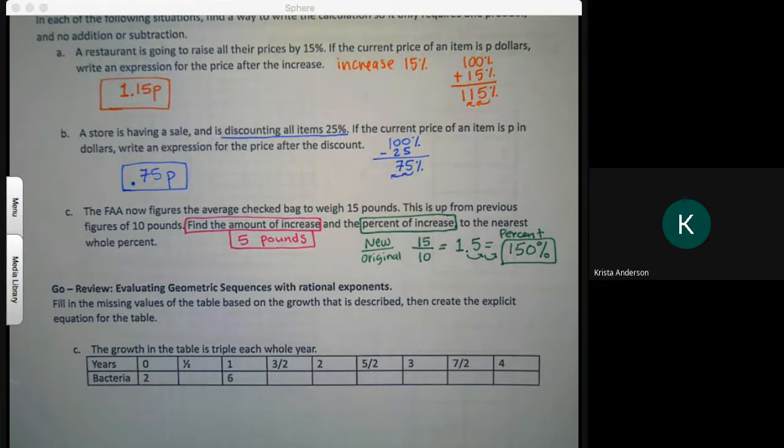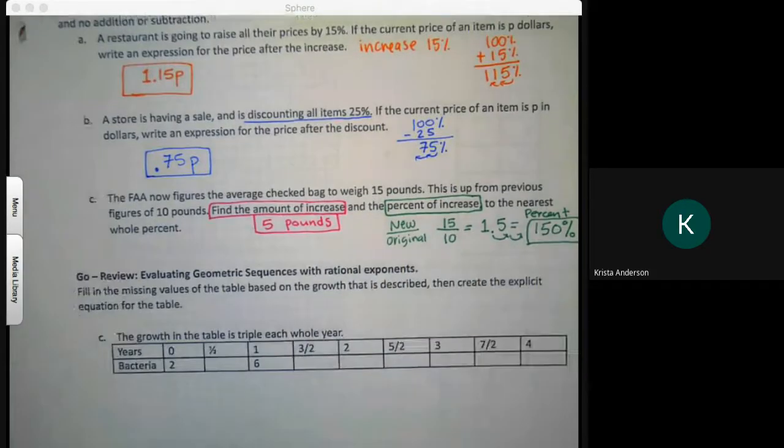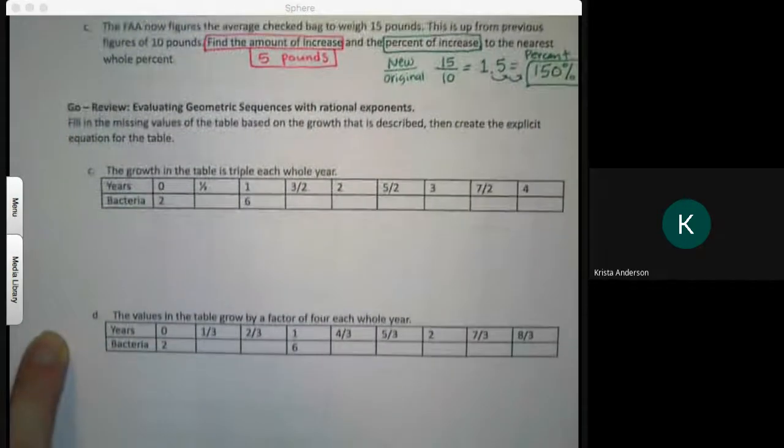Do you want me to make up another question like this so you can see one more example? No? Okay. If you get stuck on the homework with those, just let me know. The last one is a review.